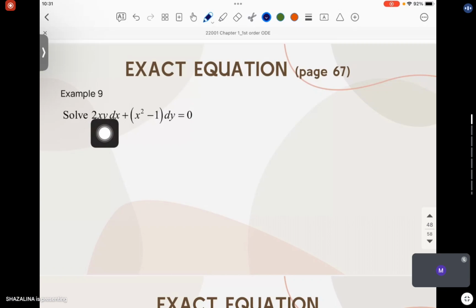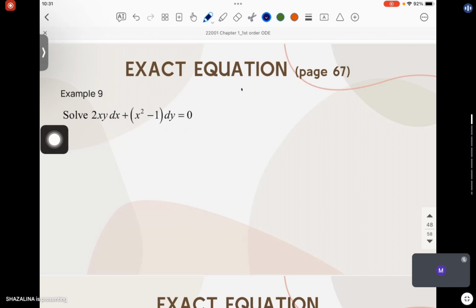Solve 2xy dx plus (x squared minus 1) dy equals 0. Okay, before we solve, we need to identify whether this is a separable equation, exact equation or linear equation. To identify, it is based on the general form. In this case, we can see the general form is close to the given differential equation.